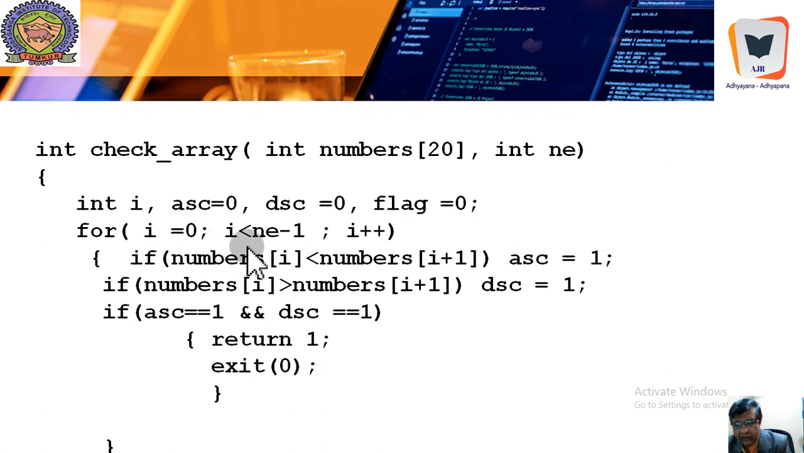Okay, i equal to 0, i less than n minus 1, because if there are 4 elements, for example, 3 comparisons have to take place: 1 and 2, 2 and 3, 3 and 4. Therefore, n minus 1, i plus plus.